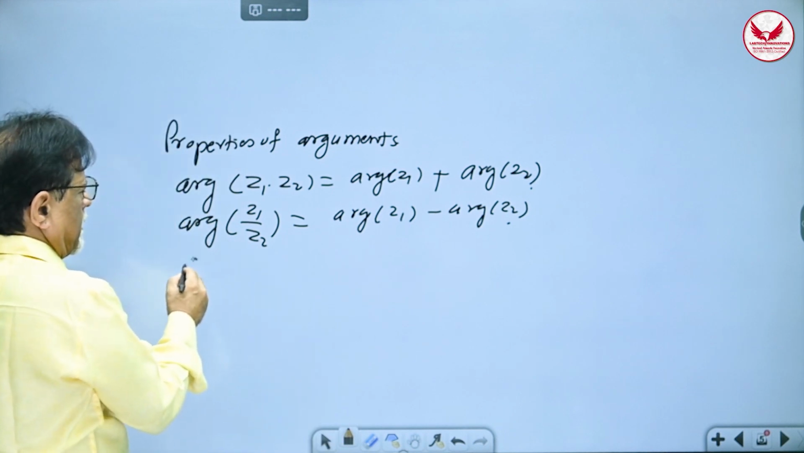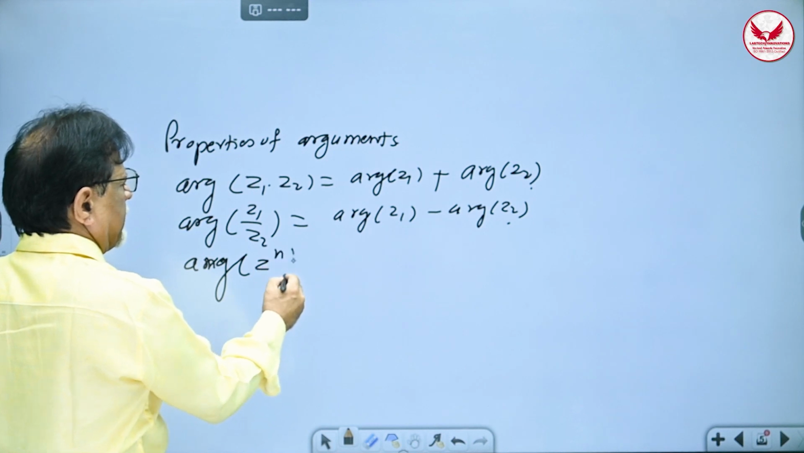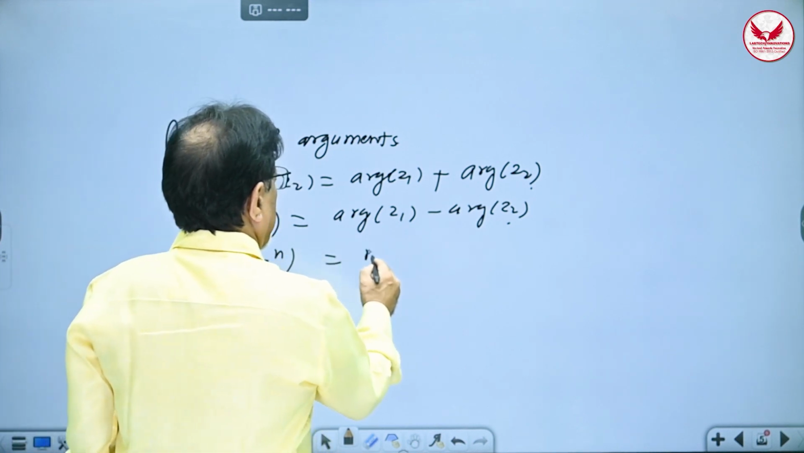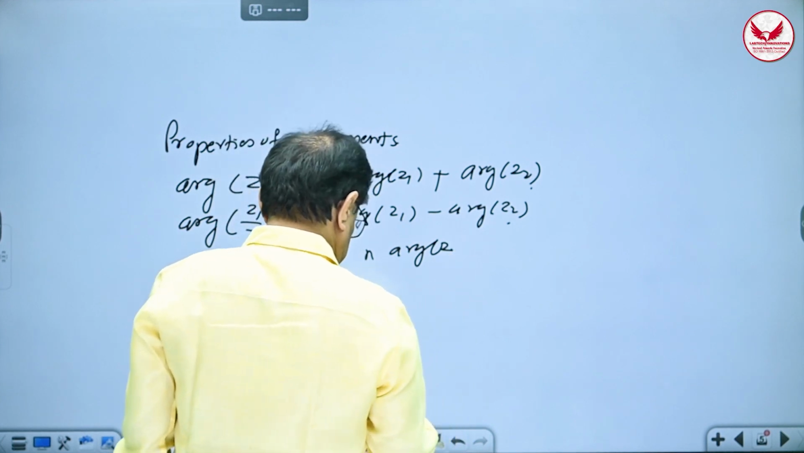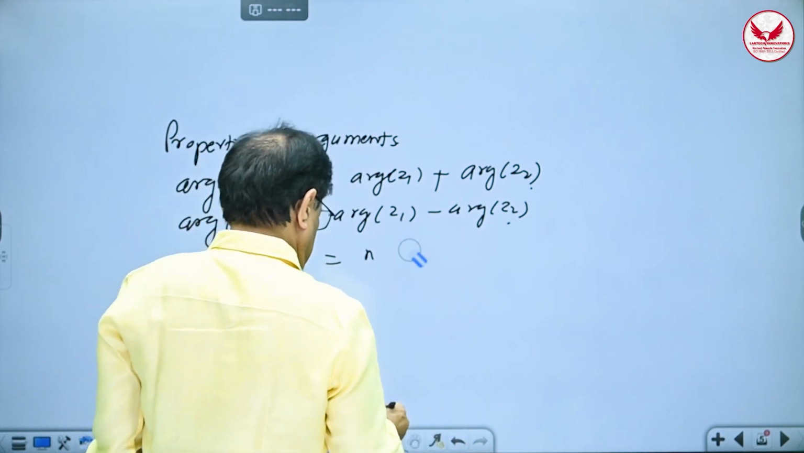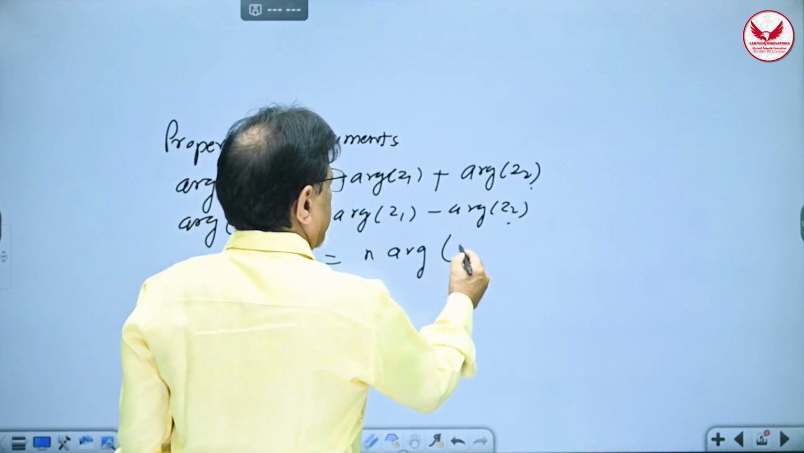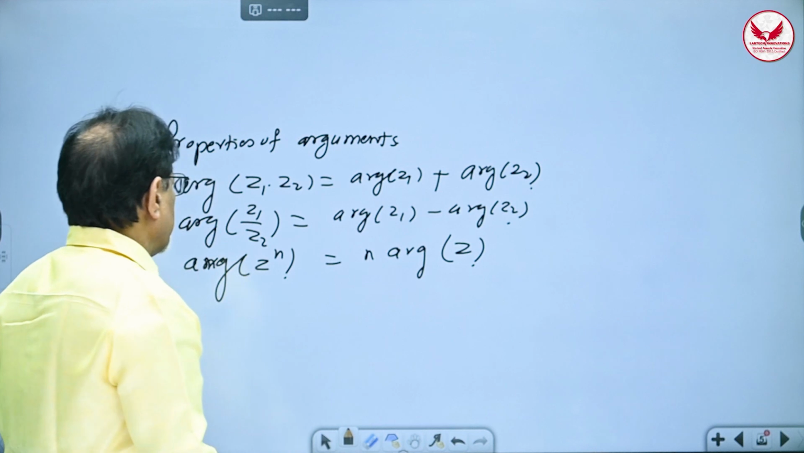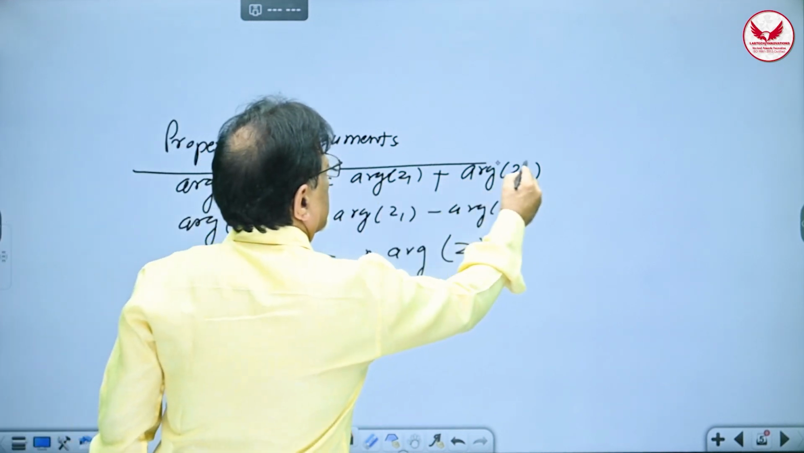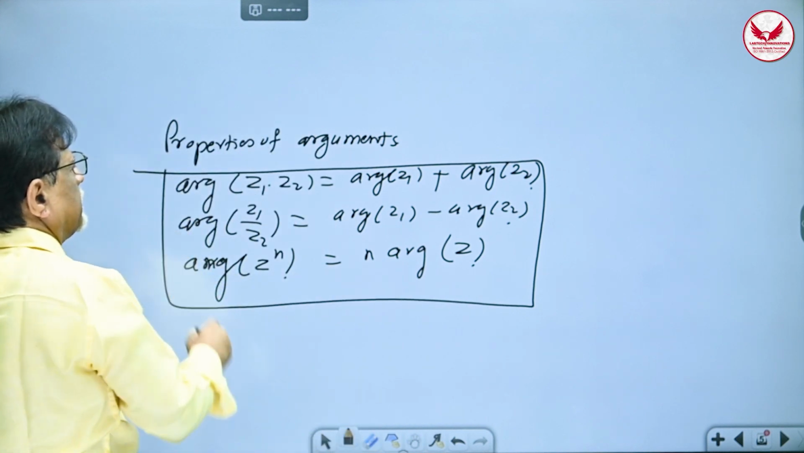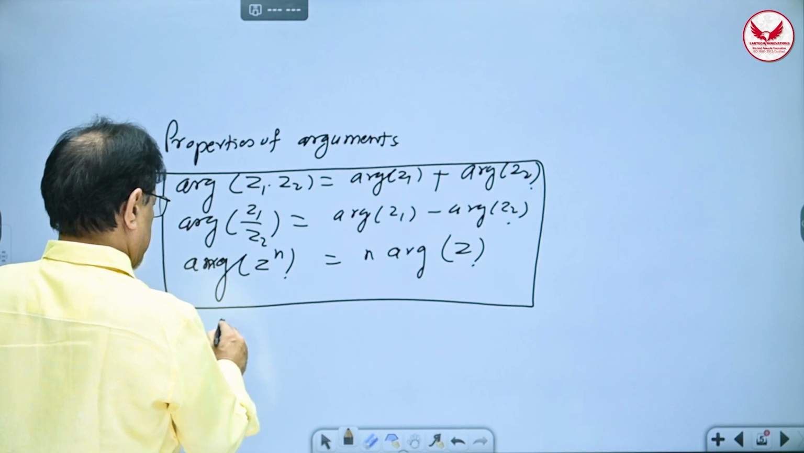Then argument of z raised to n, right, is equal to n times argument of z. Okay. So these are the very, very important properties of argument. One cannot forget them. Okay. So these are the important properties.